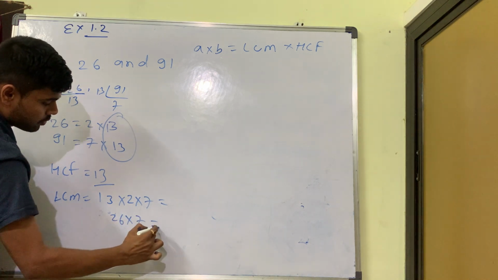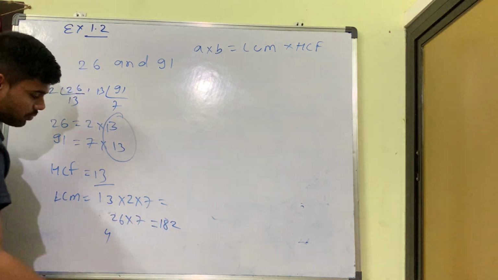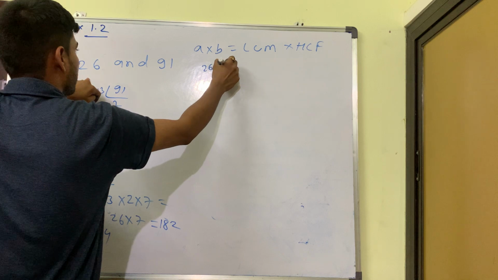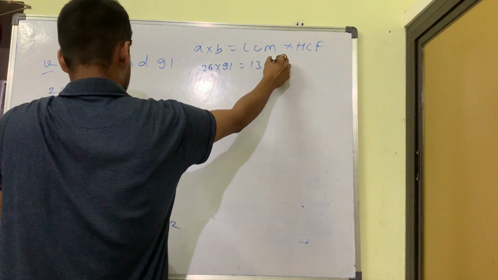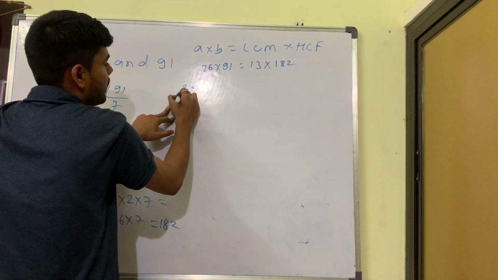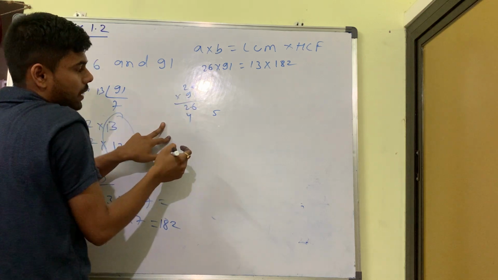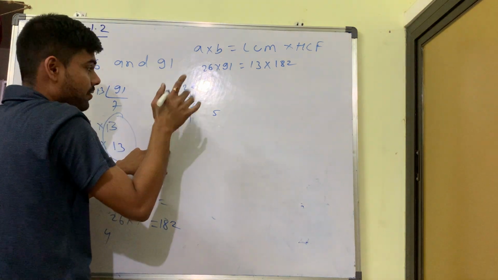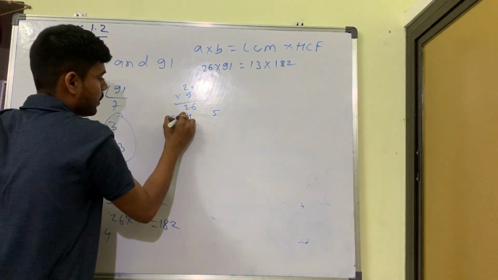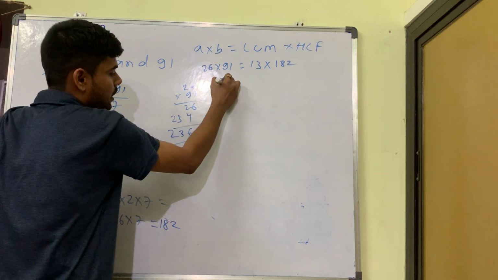26 into 7. So 7 6 are 42. 2 carry 4. 7 2 are 14, 42. 180. 182 and 13. So the number is what? 26 into 91 is equal to 13 into 182. Put it there. So check. 26 into 91, if you multiply, what will it be? 9 6 are 54. Carry 5. 9 2 are 18, plus 5, 23. 6 6 3 2. So 2 3 6 6.